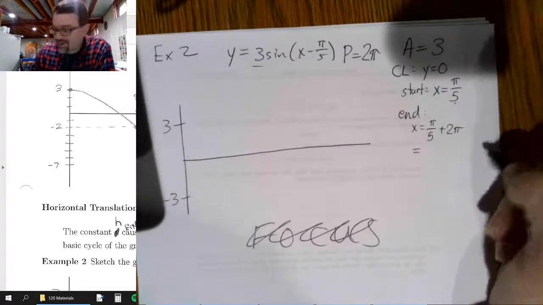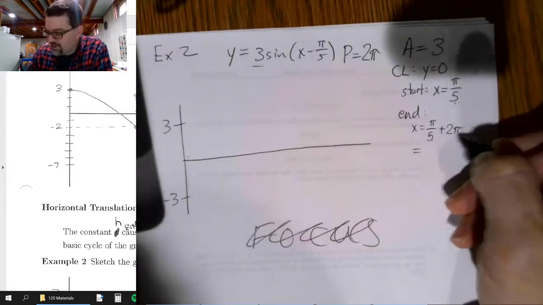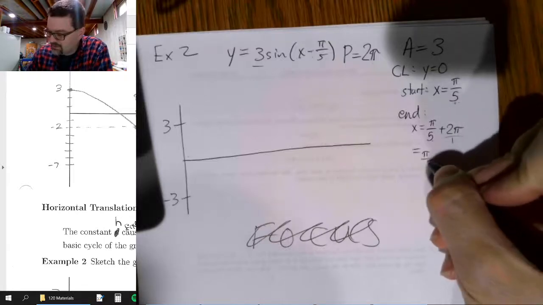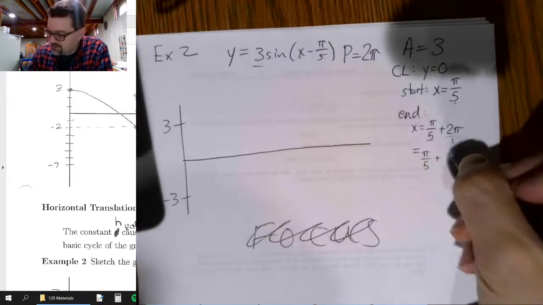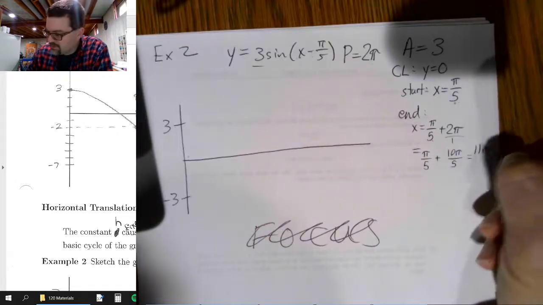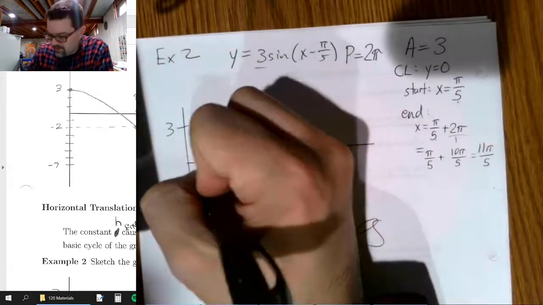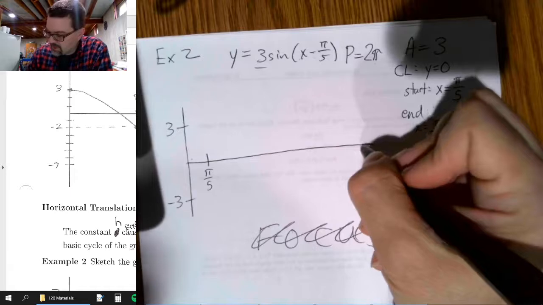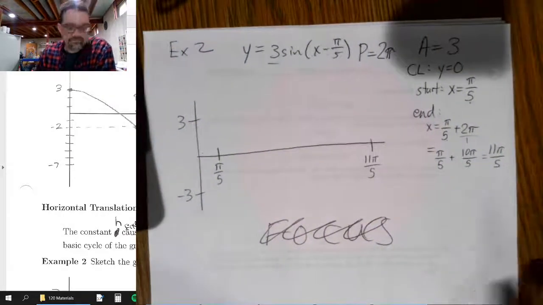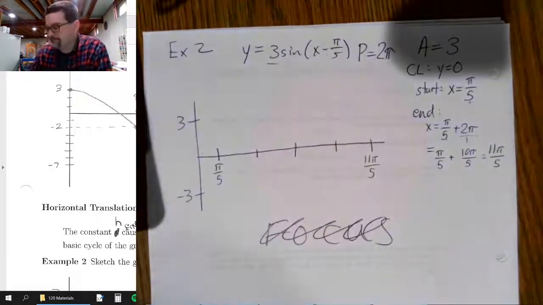So we got to be careful with fractions and stuff here. So pi over 5, well, 2 pi, if you think of that as 2 pi over 1, we got to multiply the top and bottom by 5. So we get 10 pi over 5. So in other words, this thing's going to end at 11 pi over 5. So I'm going to mark off pi over 5 for the start and 11 pi over 5 for the end. We still need to figure out these guys in the middle.